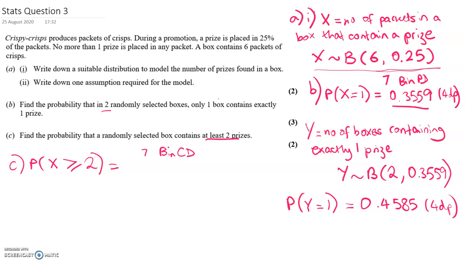But as you know, the calculator only tells you less than or equal to probabilities. So we rewrite this inequality as 1 minus the probability X is less than or equal to 1. And when you put in your n is 6, p is 0.25, and x is 1, you get the probability of X less than or equal to 1, which is this. So 1 minus that would give you 0.4661.